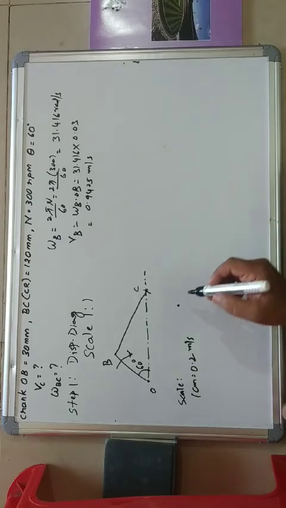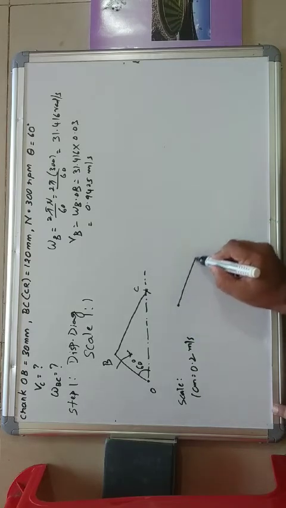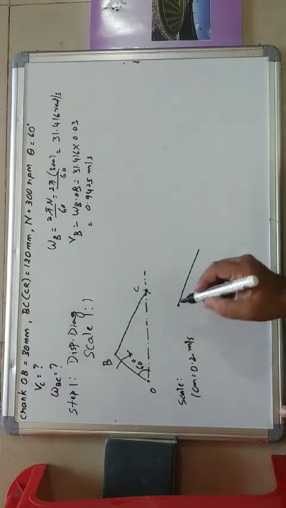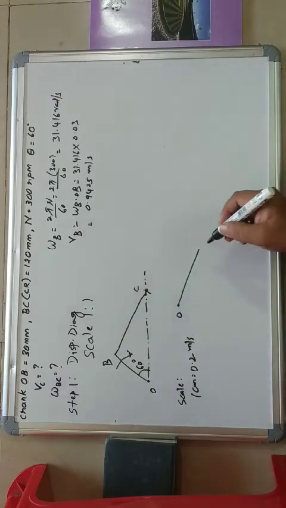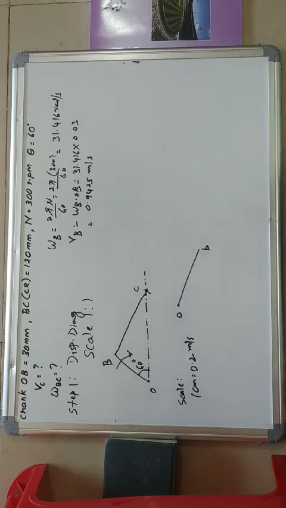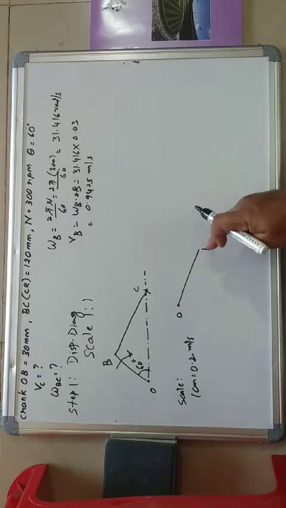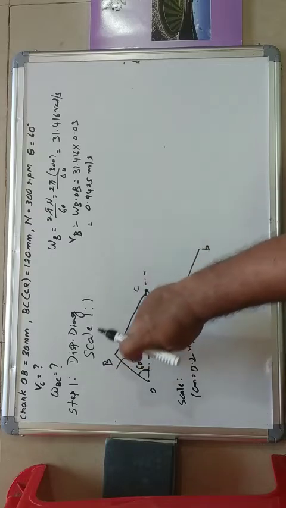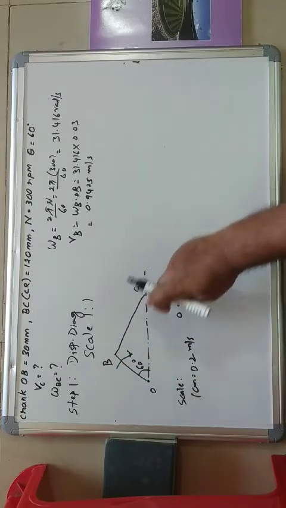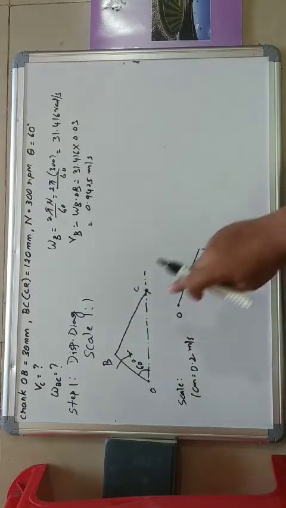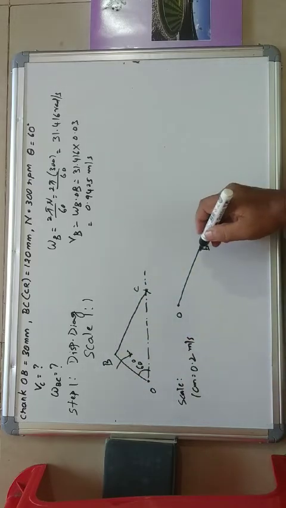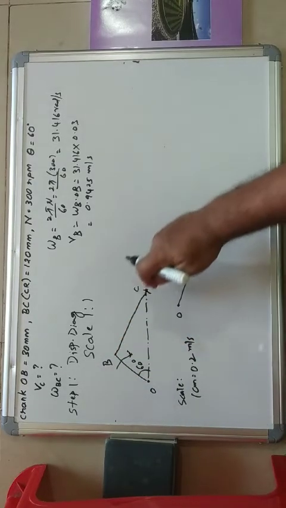So you try to draw a line which is perpendicular to the link OB. This point is our O, and this point is B. The second velocity is from B. The velocity vector will be perpendicular to the link BC. So from B, draw a line perpendicular to this line.